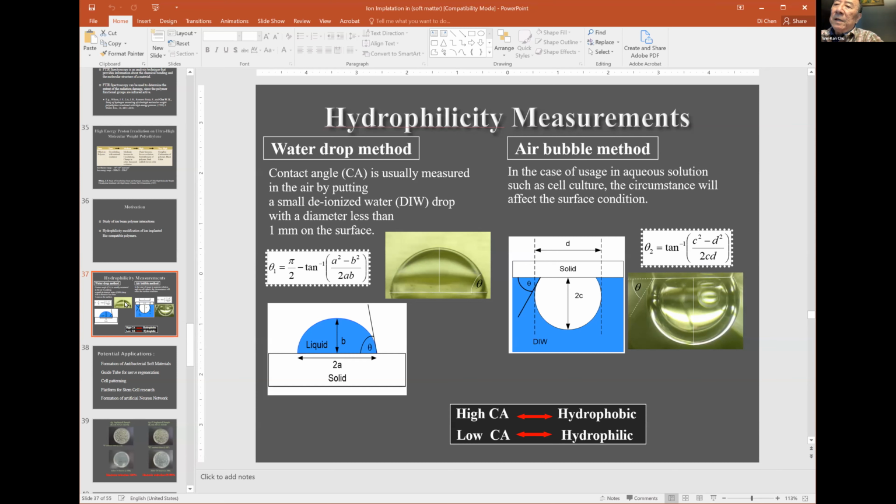Trying to make the surface have different hydro properties will be very important to biophysics study. Let's go to the next.